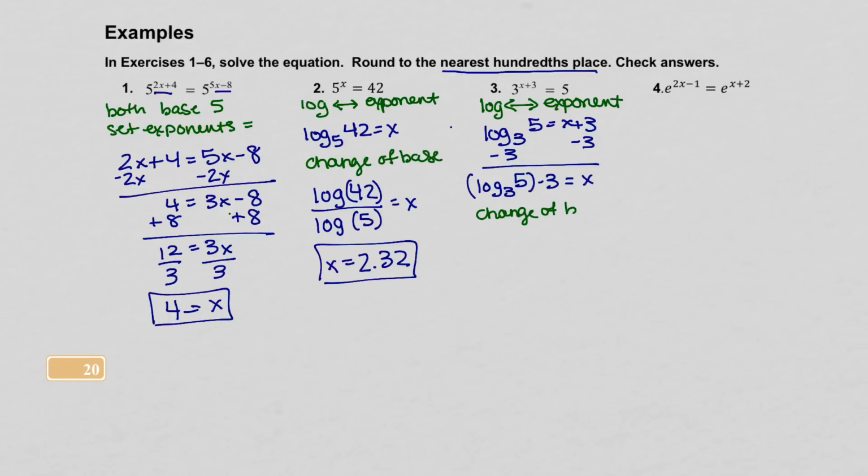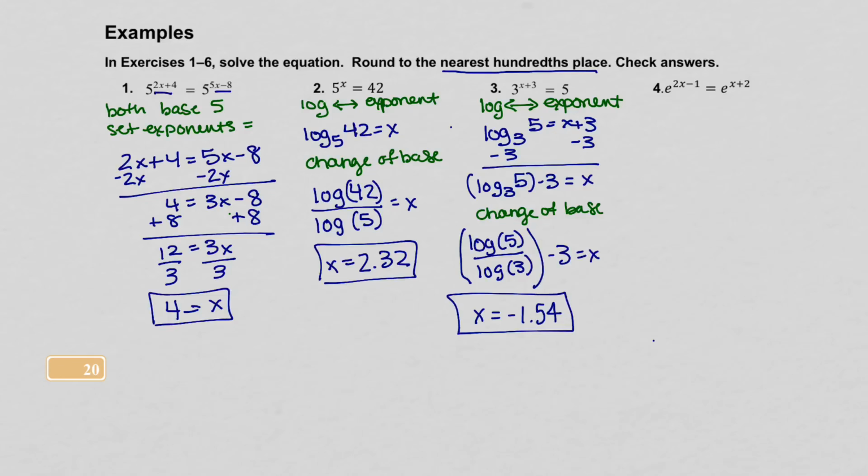So I'm going to remember my change of base formula. What I'm going to enter into my calculator is the log of 5 divided by the log of 3. Now once that gets calculated in my calculator, then I'll subtract 3 from it. And I do that, and I hit enter, and it will tell me that x is approximately negative 1.54.